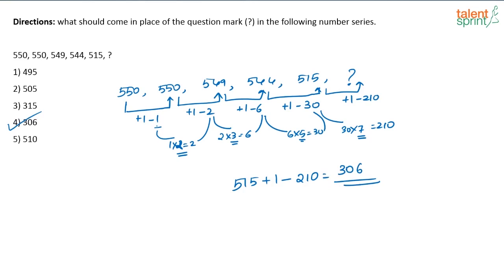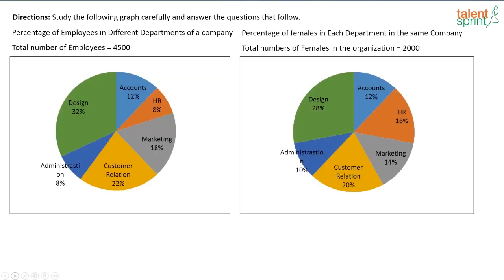Again, this is a two-step series, not very easy to identify. So the answer here is option 4. Anyone got this correctly in the examination? See, other than these two, I think all the other number series questions in the paper were very easy. Let's look at the next one.